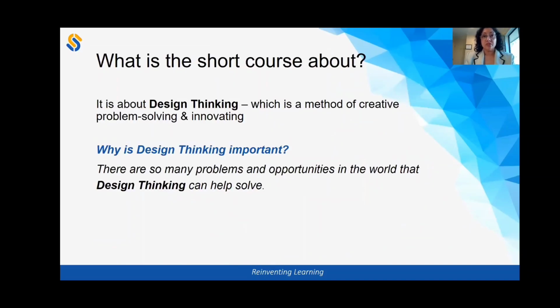What is this short course about? It's about design thinking, which is a really, really good method of innovation. And it's a creative, problem-solving, collaborative method. Why is design thinking so important? There are many problems and opportunities in the world that design thinking can help solve. So I'm really passionate about using design thinking and applying it to solve problems.